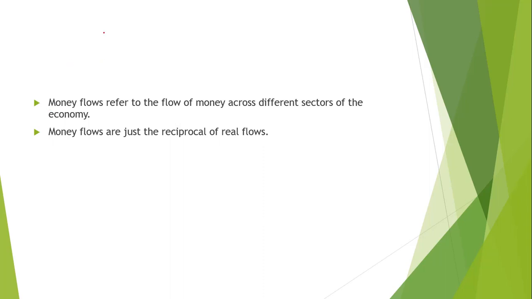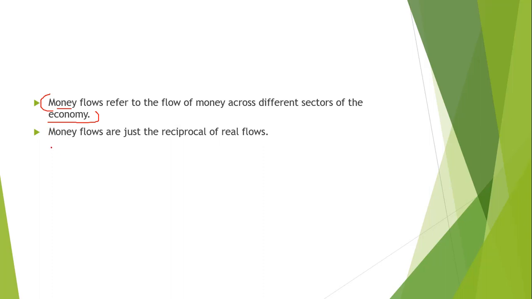As I told you, households buy from the producer sector. So there is a money flow from the household sector to the producer sector. The producer sector pays us money for the services we render to them. So there is a flow of money from producer to household. Just change goods and services to money, that's all. It will become money flows.